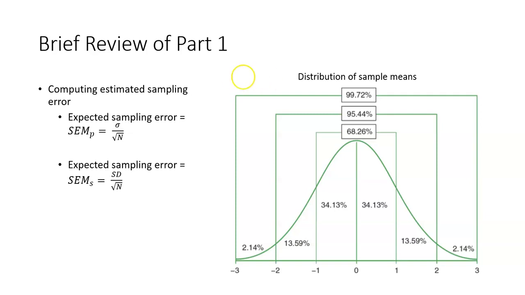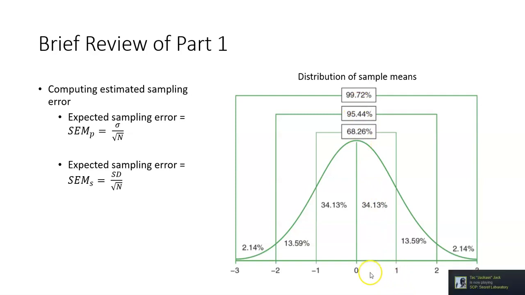You can compute certain things about the distribution of sample means. For example, something called the standard error of the mean. That is a measure of sampling error. And we're going to use this information, again, to compute p-values and confidence intervals. Another bit of information that's really important that you know, I didn't cover this as explicitly as I maybe could have in part 1, is this 68, 95, 99 rule.